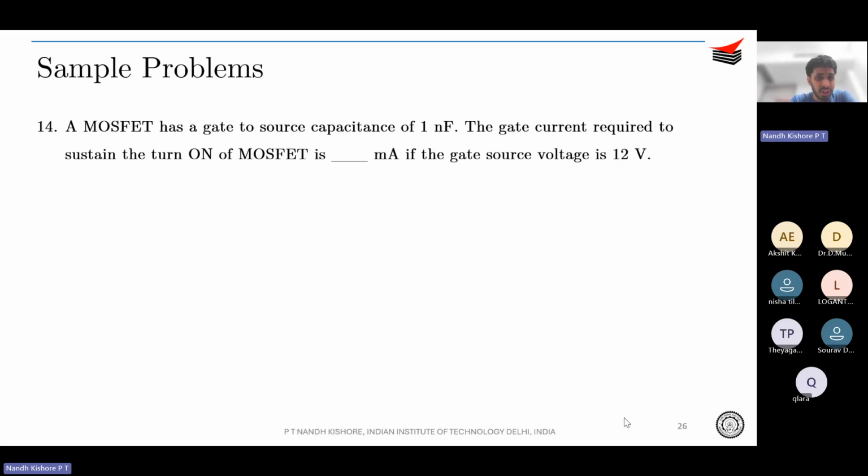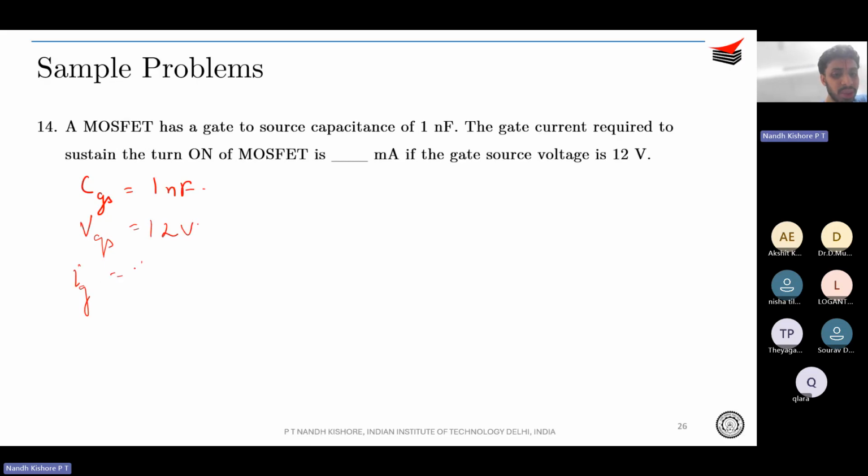A MOSFET has a gate to source capacitance of 1 nanofarad, right? So gate to source capacitance, or CGS, 1 nanofarad. The gate current required to sustain the turn on of MOSFET is how many milliamps if the gate source voltage is 12 volt? So VGS is 12 volt.